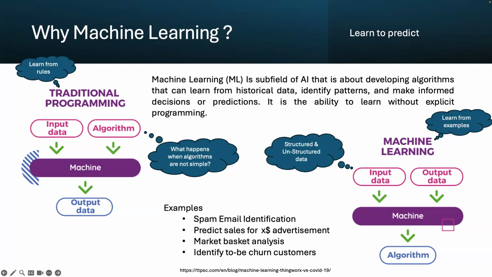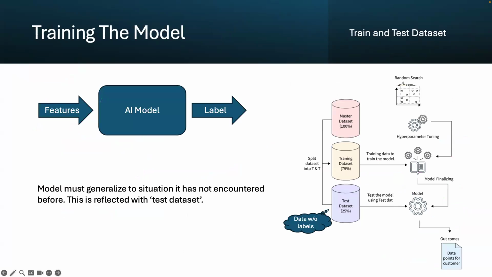And some of the examples that you see here are spam mail identification, predicting how much sales I can make if I invest so much money in advertisements, or market basket analysis. And there are several other use cases that you could think of. Now, how do these machines really learn? How do we build these models? How do we validate these models? That's what we'll see here.